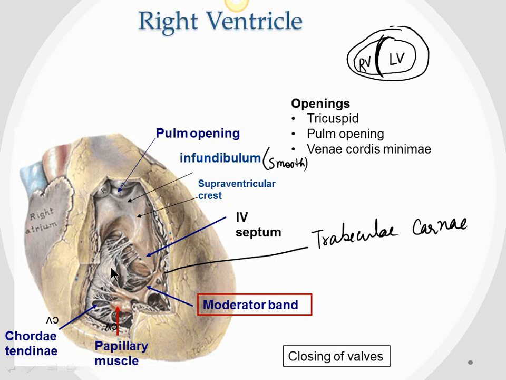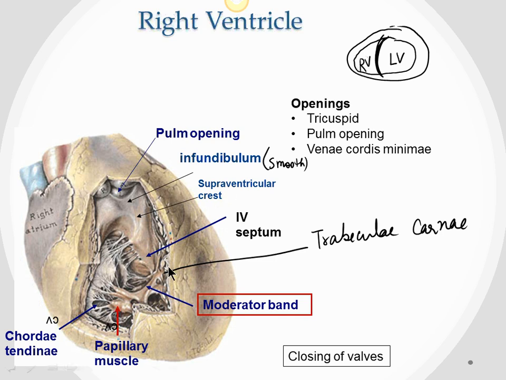Now, why do you call it tricuspid on the right and bicuspid on the left? Because in the right ventricle, the tricuspid valve has 3 leaflets: 1, 2, and 3. That's why it's called tricuspid. On the left side, the atrioventricular opening has only 2 leaflets, so that's why it's called bicuspid. These leaflets are also called cusps. So 2 cusps, bicuspid; 3 cusps, tricuspid. Okay? Followed? Let's see some special features of the right ventricle.